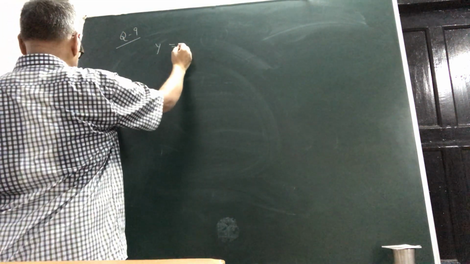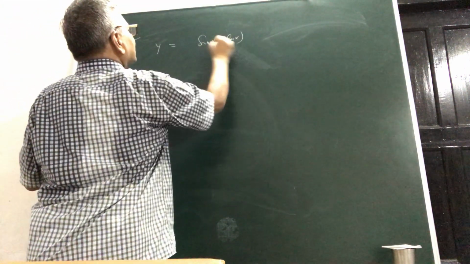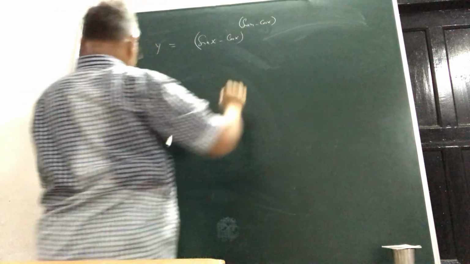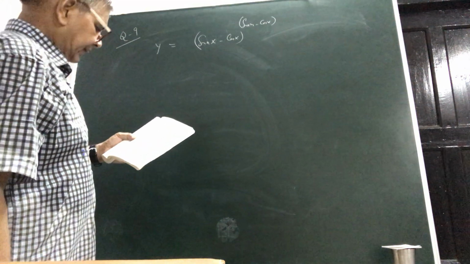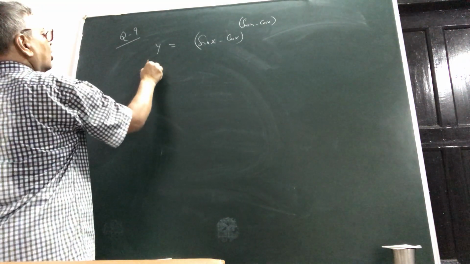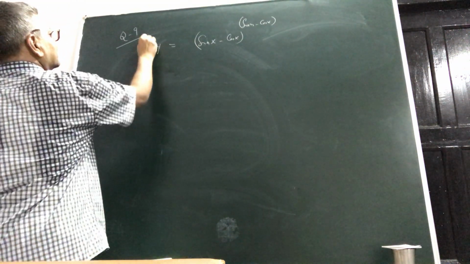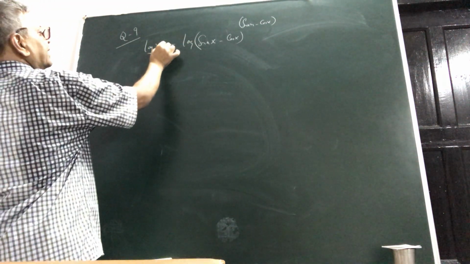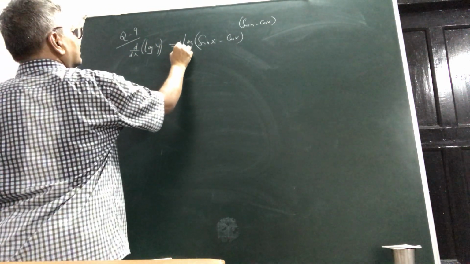Y is equal to how much? It is sin x minus cos x raised to power, same thing, sin x minus cos x. Yes, and x lies between pi by 4 to 3 pi by 4. Okay. So what you will do? Again, you will take the log both sides. Log y is equal to log of this thing. I will take log both sides here. So this is log of this thing. And then differentiate both sides. So it is d by dx of this thing and d by dx of this thing.